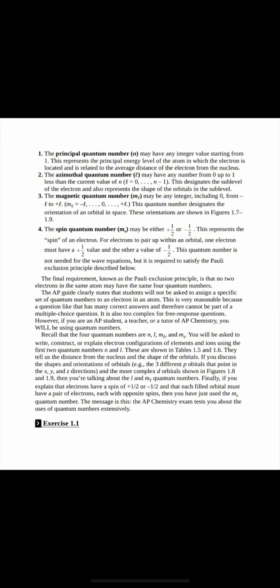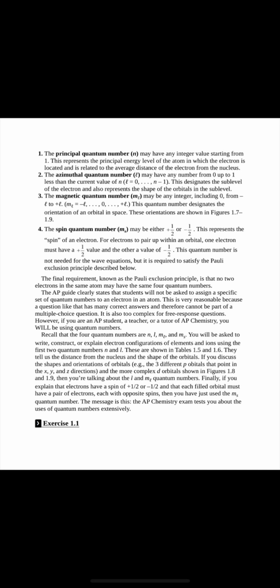4. The spin quantum number, ms, may be either positive 1/2 or negative 1/2. This represents the spin of an electron. For electrons to pair up within an orbital, one electron must have a value of positive 1/2 and the other a value of negative 1/2. This quantum number is not needed for the wave equations, but it is required to satisfy the Pauli exclusion principle described below.